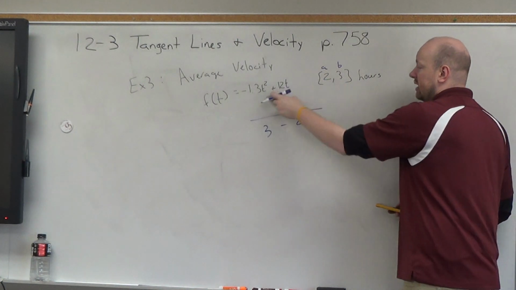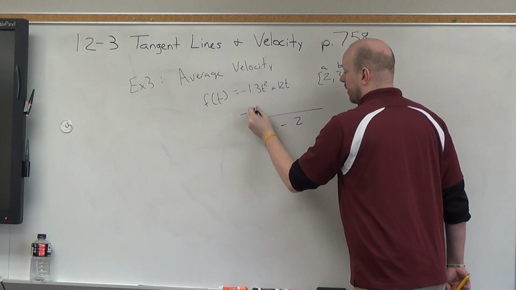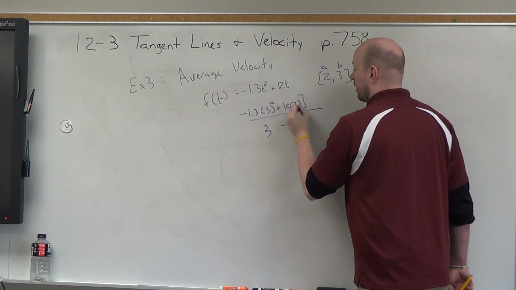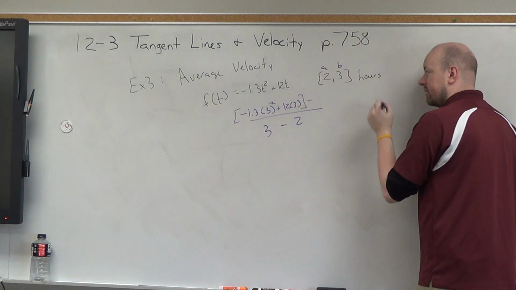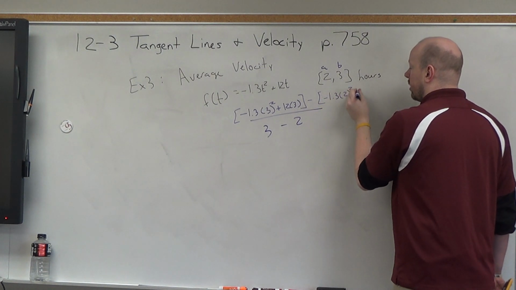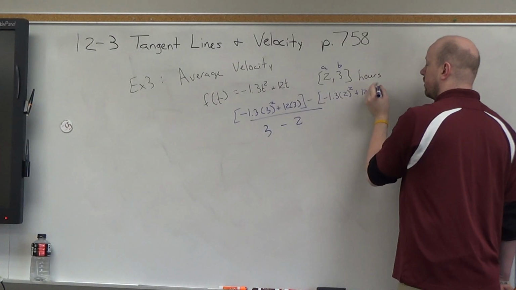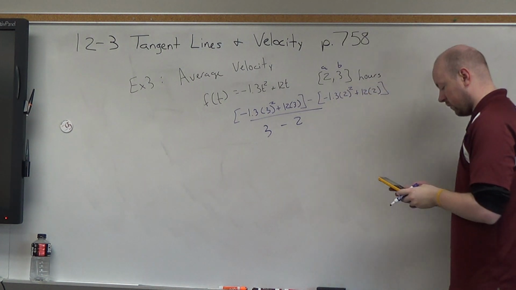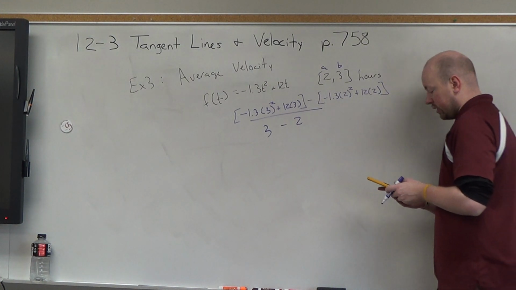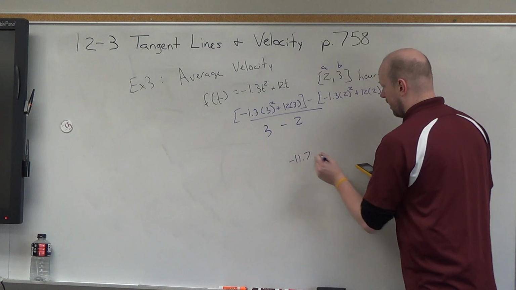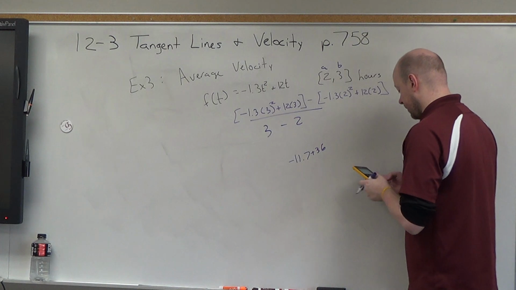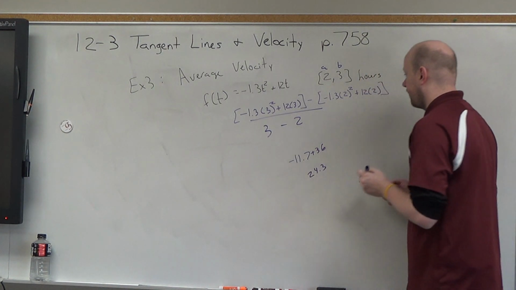So I'm going to plug these in, so I get, let's see, negative 1.3 times 3 squared plus 12 times 3 is going to be my f of b, minus, I have to plug in 2 in those spots: negative 1.3 times 2 squared plus 12 times 2. So let's see, 3 squared times negative 1.3 is going to give me negative 11.7 plus 36, 12 times 3, plus 36 is going to give me 24.3.